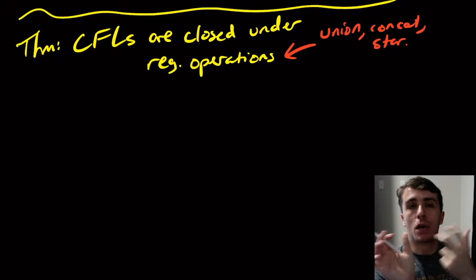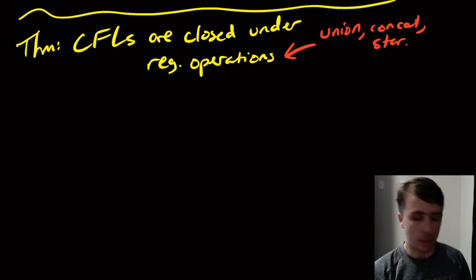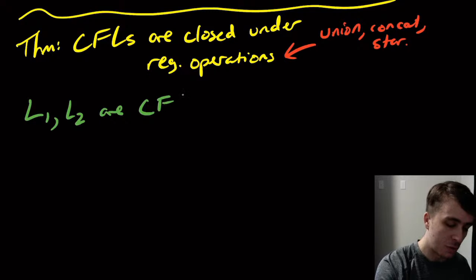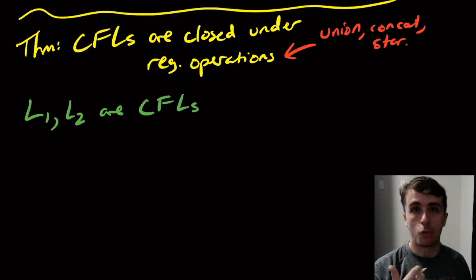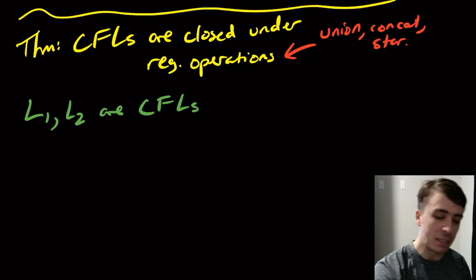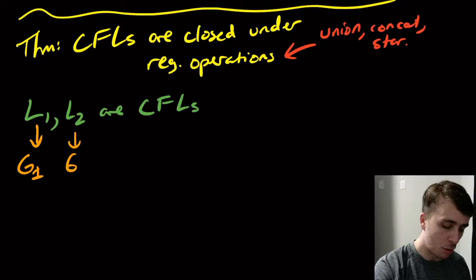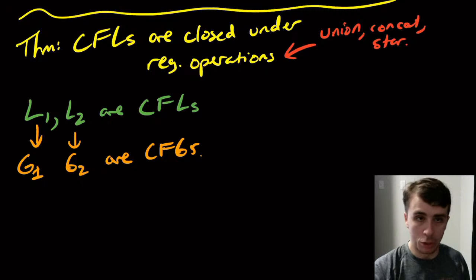So if you have two context-free grammars and I form their union, can I make a grammar for the union? So let's see. Let's say that we have two languages, L1 and L2, that are context-free languages. So can I make a grammar for each of them? And yes, I can, because I assume that they're context-free languages, which means that there are grammars for them. So let's say that L1 has a grammar G1, and L2 has a grammar G2. So these are context-free grammars, which I'm assuming exist.